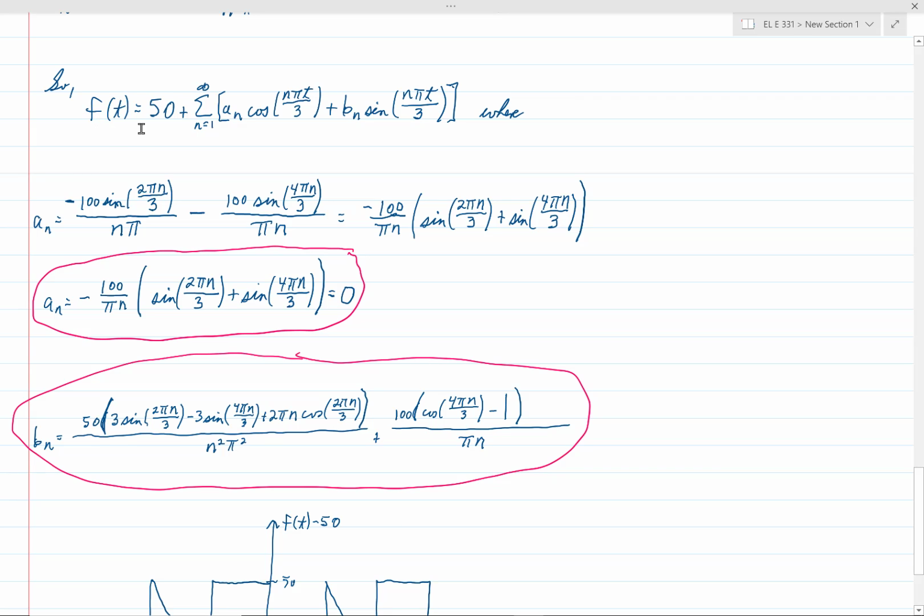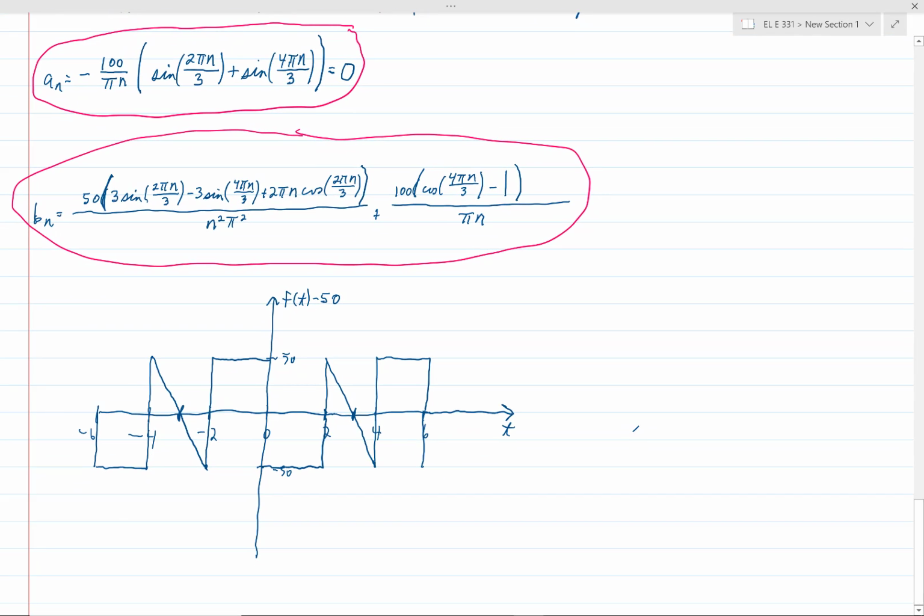So if we take f of t minus 50, if we just take 50 away from f of t, we will be left with a purely odd function. That's what this analysis is telling us. So let's plot f of t minus 50 and see, is this really an odd function? Remember that an odd function means f of negative t equals negative f of t. Let's try a few t's and see if it's true. If we try f of negative 1, we get 50. If we try f of positive 1, we get negative 50. Okay, it works out there.